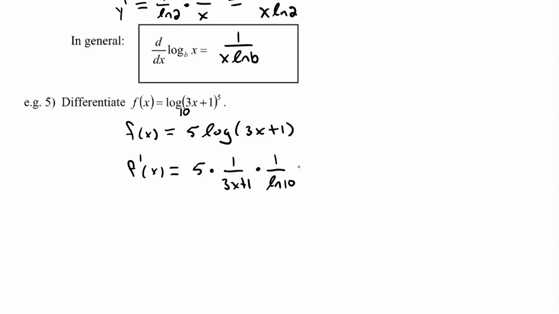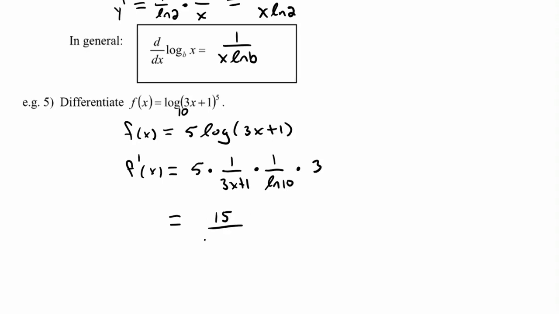And then don't forget, this would be an easy thing to forget, now that we've taken the derivative of the whole thing, we still have to chain rule it. You still have to multiply by the derivative of the inside, so that'd be 3. Okay, putting this all together, we get 15 over 3x plus 1 times the natural log of 10.